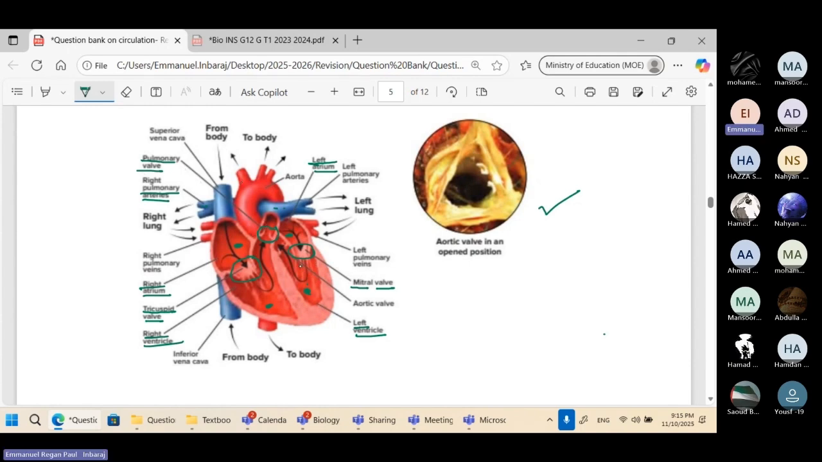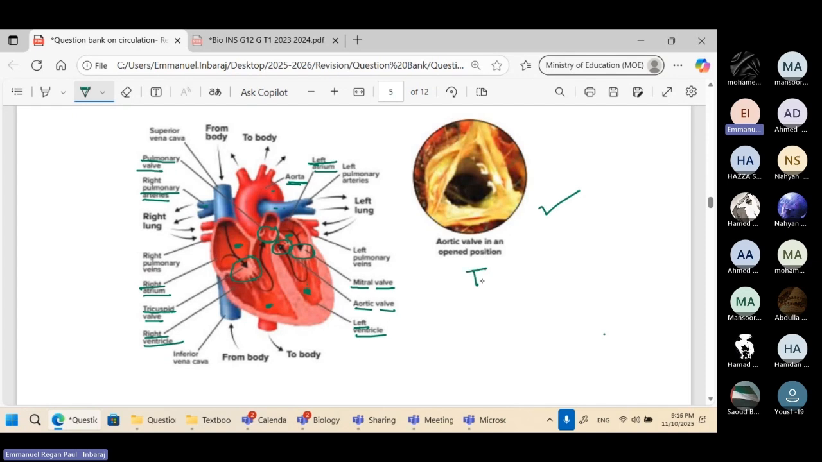And then look here, the fourth, the same way. The blood comes down and it goes up. There is a valve here. This valve is called the aortic valve. Why is this the aortic valve? Because the blood is going inside the aorta. This is the aorta. See, there are four valves.